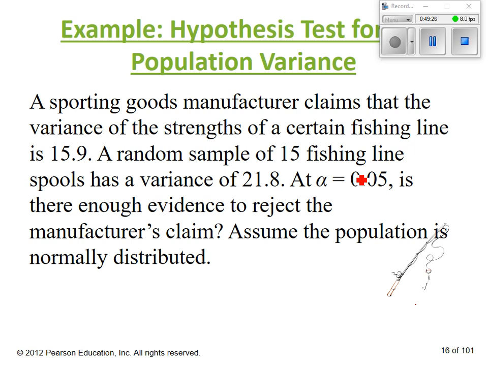This time, what's our H0 and HA? H0 is sigma squared equals 15.9, and that's the claim. Does everybody agree with that? Yes, no, maybe? Yes. This time it just says is 15.9, right? So their claim's wrong even if it's better than that or worse than that. What's our HA then? That's not equal. What's our alpha? 0.05. DF? 14.